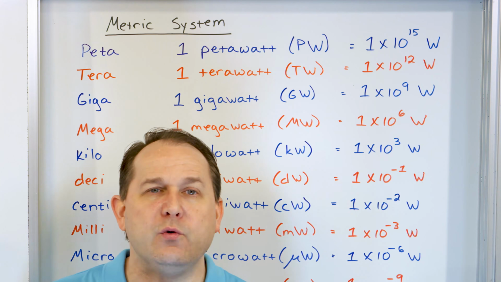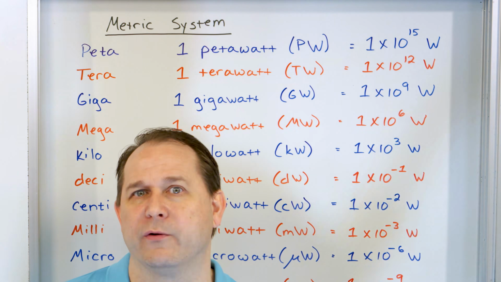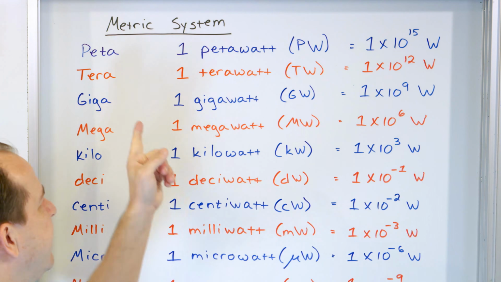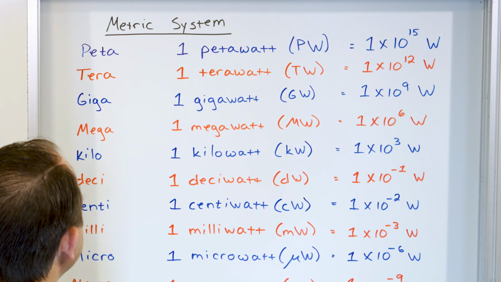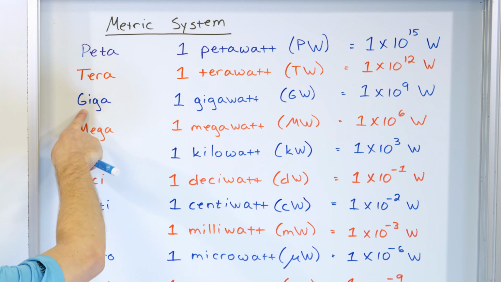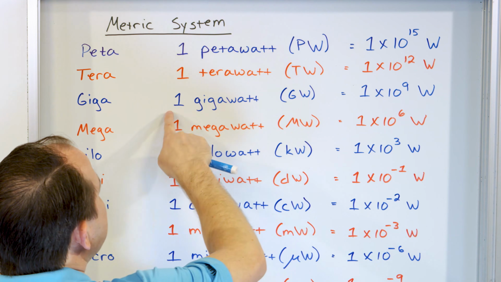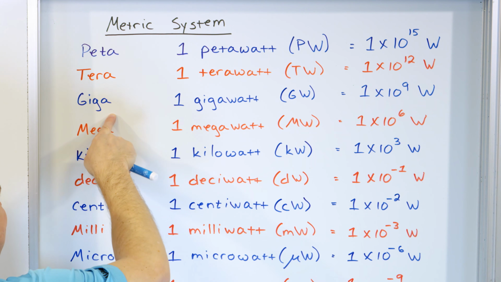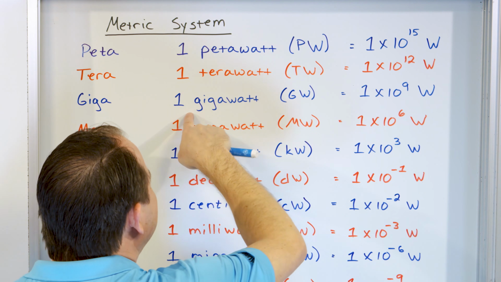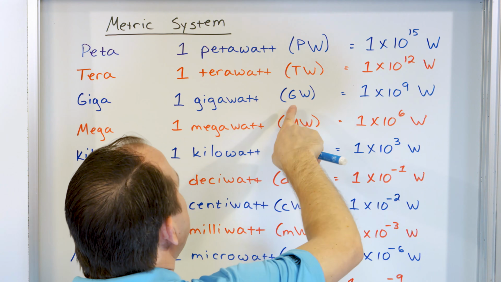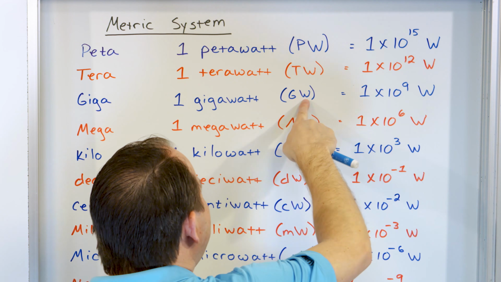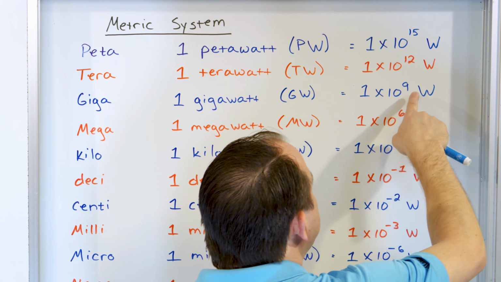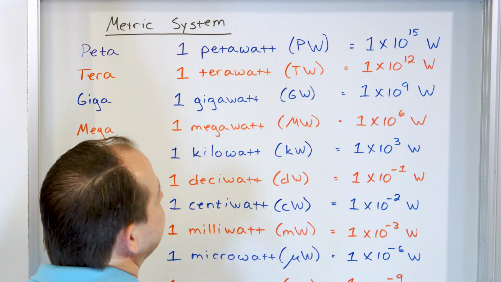But what if you want to talk about a nuclear reactor? It's way more than 60 watts, and you don't want to write a gigantic number down, so we use these metric prefixes. All right? Let's talk about giga first, because that's easy. So here's 1 gigawatt. We attach the prefix giga to the unit, and we abbreviate it with a capital G and a capital W, and giga means 1 times 10 to the 9, which is a billion watts, right?